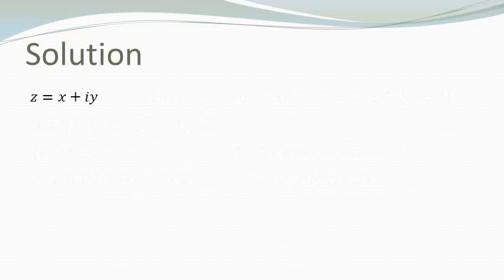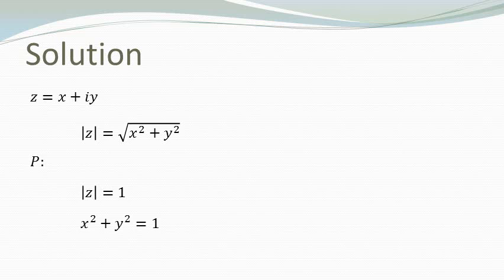Let us consider the complex number z to be x plus iy. So mod z would be equal to the square root of x squared plus y squared. Now for the set P, we have this condition, which means x squared plus y squared should be equal to 1, and this just represents a unit circle on the complex plane. So that's what we get for the set P.